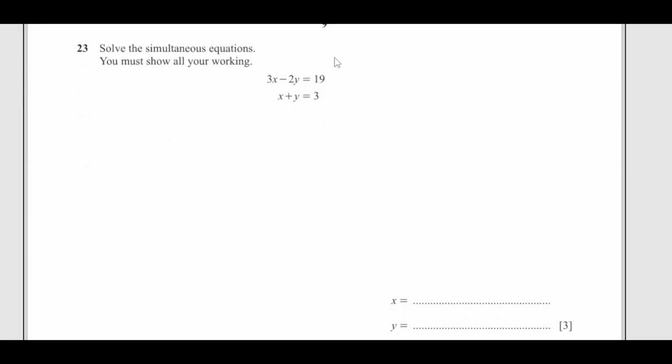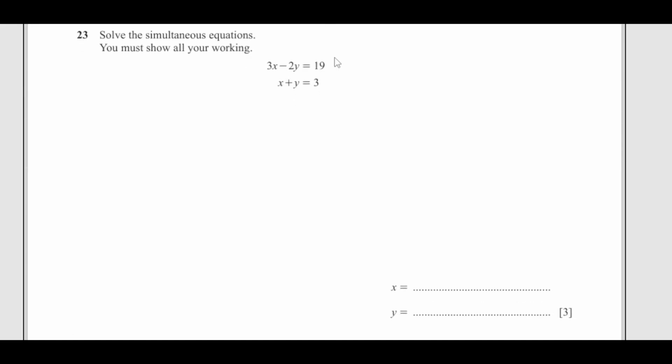Now we have another question from simultaneous equations. You must show all your working. Here you see this equation. What is the rule to make the simultaneous equation the same? So you have to see the coefficients of x and y. Now if you see here the y coefficient, this is -2 and here it is only y. So we can easily multiply this whole equation by 2 to make the coefficient of y the same.